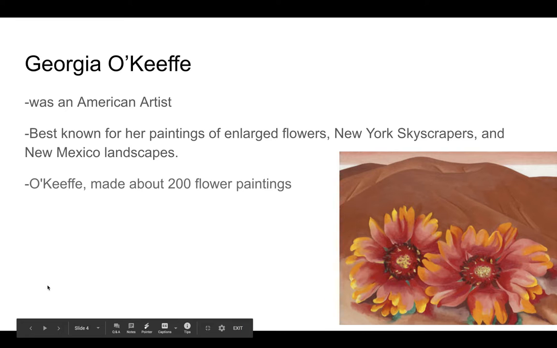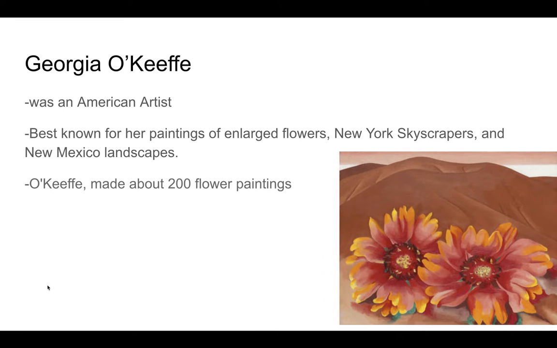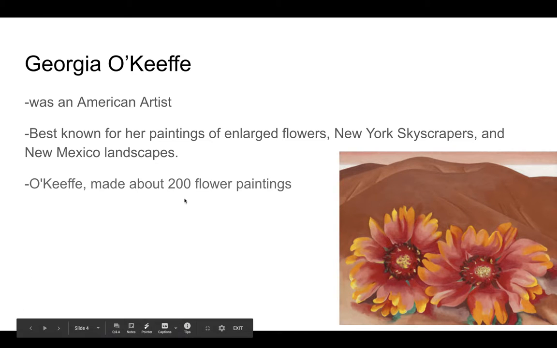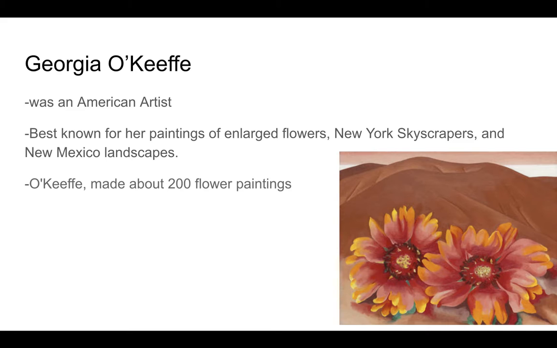So a little bit about Georgia O'Keeffe. She was an American artist, and she was best known for her paintings of enlarged flowers, New York skyscrapers, and New Mexico landscapes. So she did a lot of different stuff, but primarily she did flowers. As you can see below, it says that she made about 200 flower paintings in her career as an artist. So when you think about how many flowers she did, it seems that she was really interested in nature.